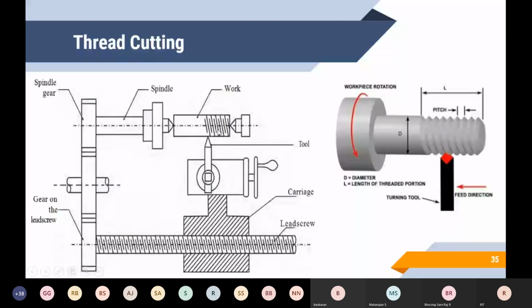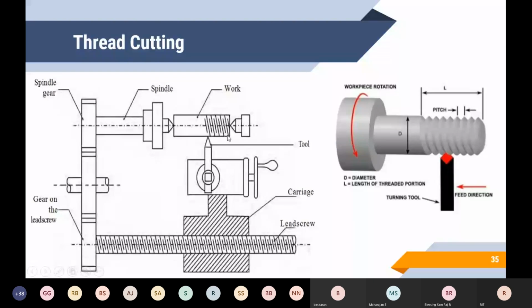And the next important operation on the lathe machine is thread cutting. Normally a thread is a helical-shaped groove formed on a cylindrical surface of the workpiece. That is threading. Thread cutting is an operation performed on the lathe to produce threads by using a tool whose shape is the same as that of the thread. That is called thread cutting.